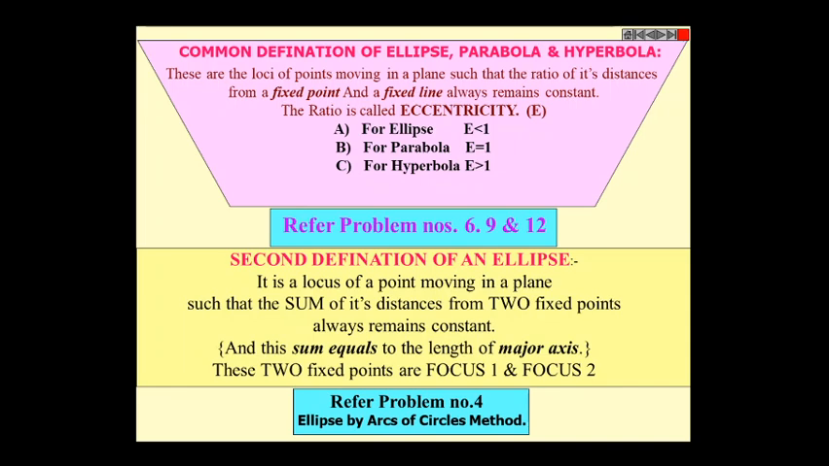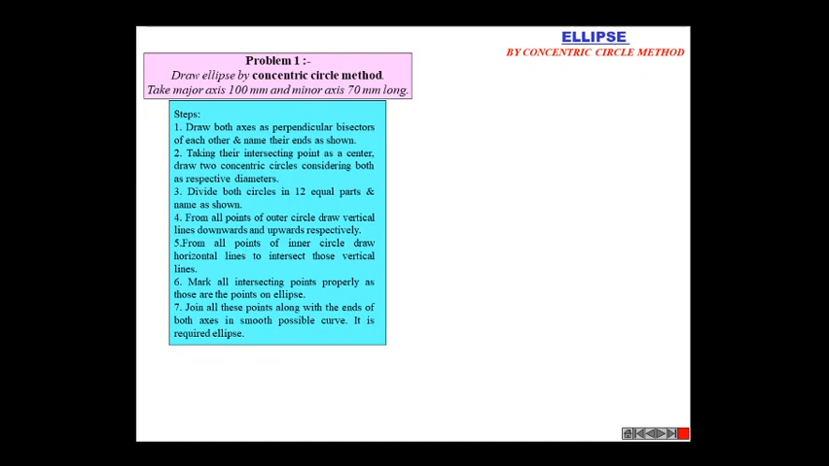Next we are going to see a few problems on how to draw an ellipse by the circle method. In this method, we take two fixed points, which always remain constant, and we name them focus 1 and focus 2. Next we are going to see the problem, where we draw our ellipse using the concentric circle method. Our first problem is: draw an ellipse by the concentric circle method, in which the major axis is 100 mm and the minor axis is 70 mm long.